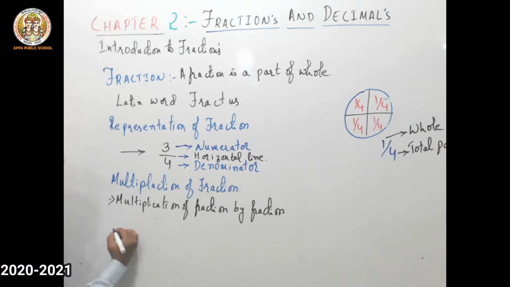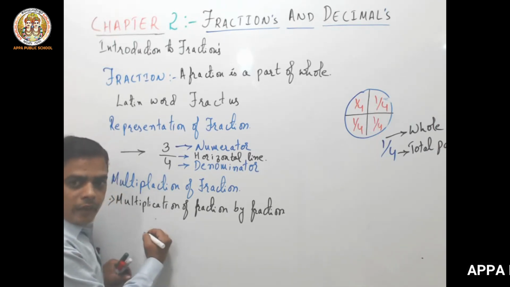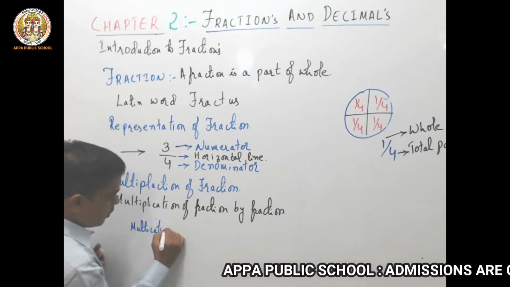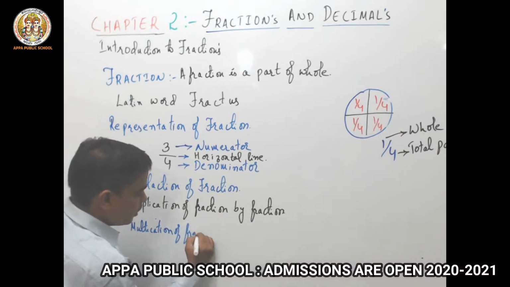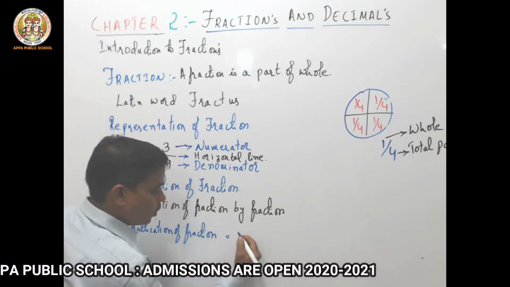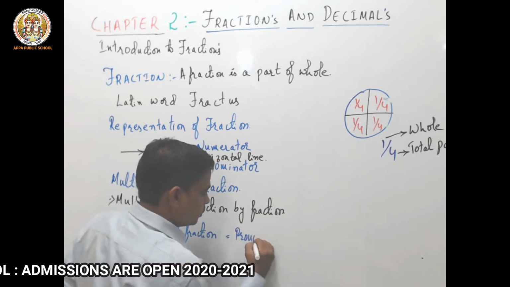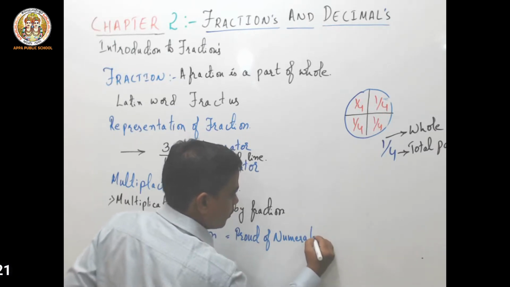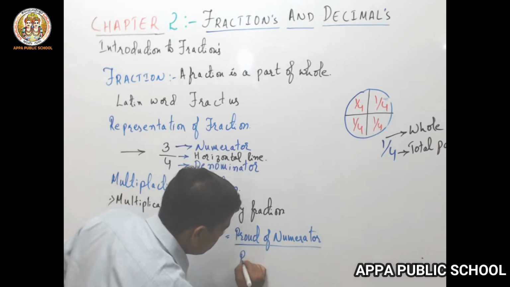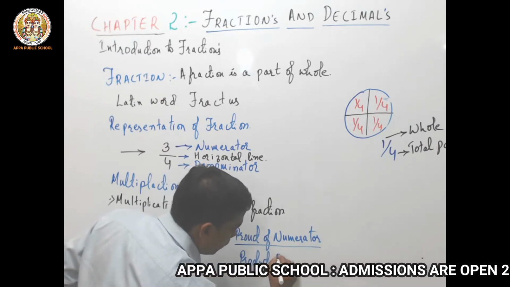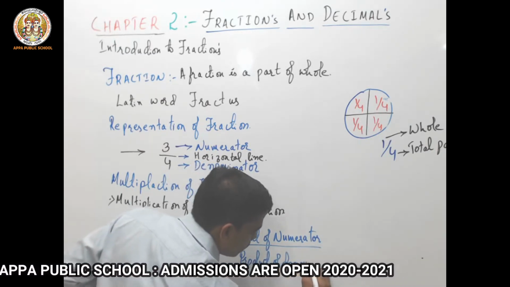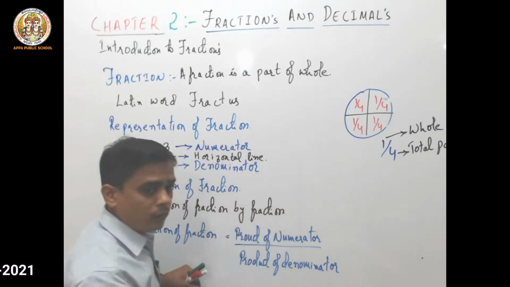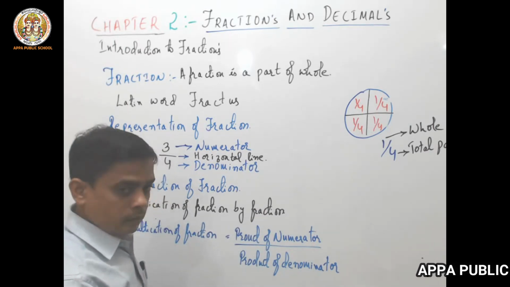We know that if we are multiplying two fractions, the multiplication of a fraction with another fraction is equal to the product of numerators divided by the product of denominators.